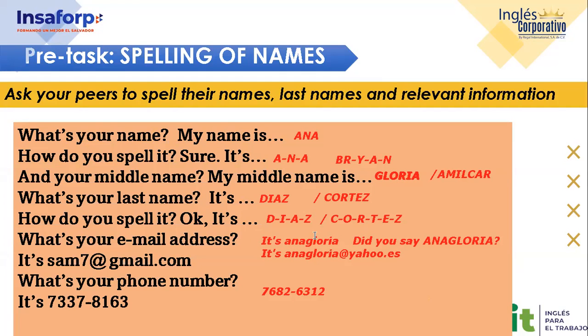What's your email address, Brian? It's Amilcar, okay. 2000, zero zero. Cortez @gmail.com. Okay, los pongo nuevamente por ahí. At, so remember this is at and this is dot. Okay, what's your phone number, by the way? Está bien que repita el que está ahí, ¿verdad? Yeah, no problem. 7-3-3-7-8-1-6-3. Okay, excellent. So that's the way how you're going to do that.